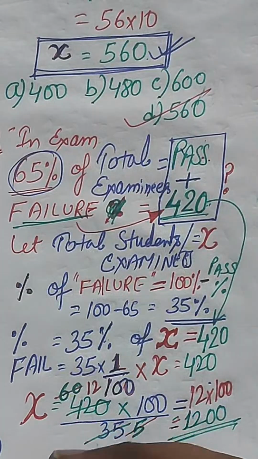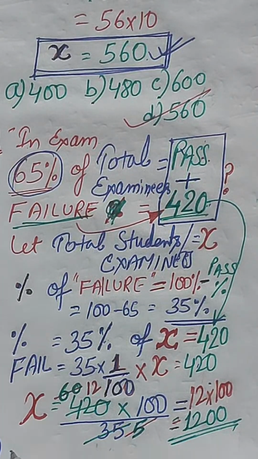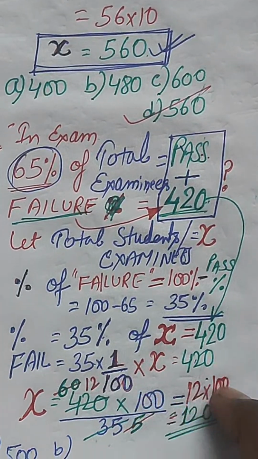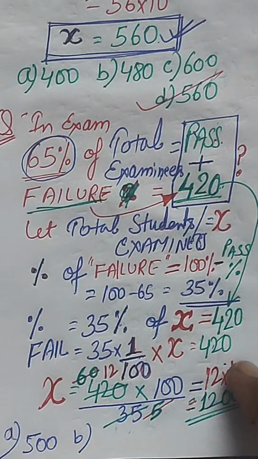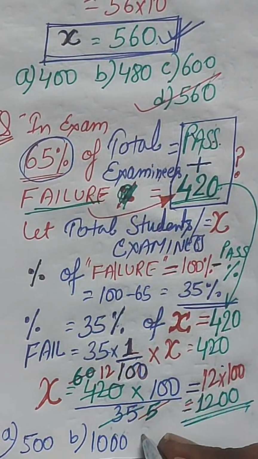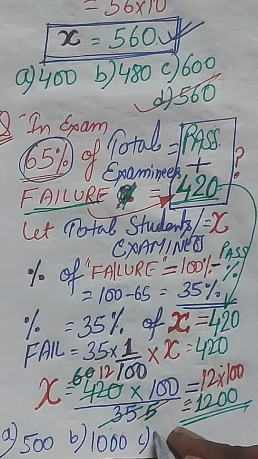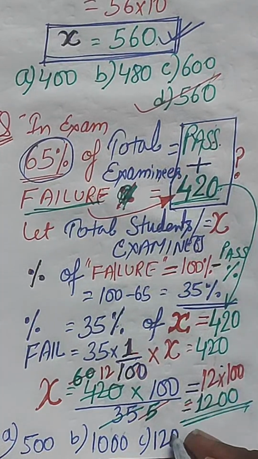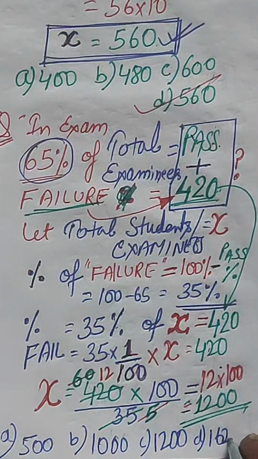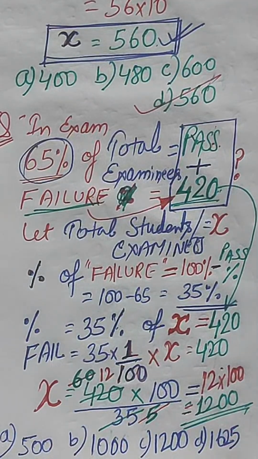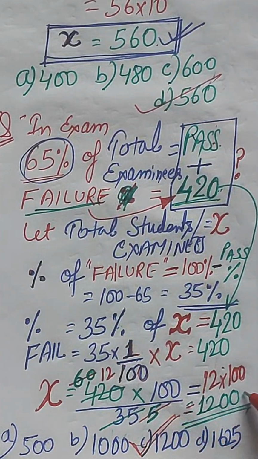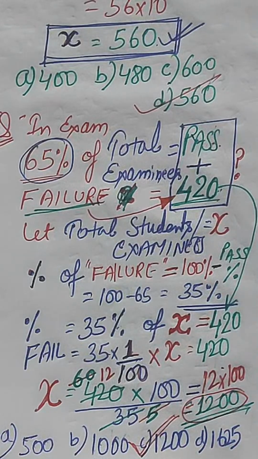Option A was 500. Option B was 1000. Option C was our option, 1200, and option D was 1625. So which is the correct answer, students? Option number C, because we have already calculated the total number of students, 1200.